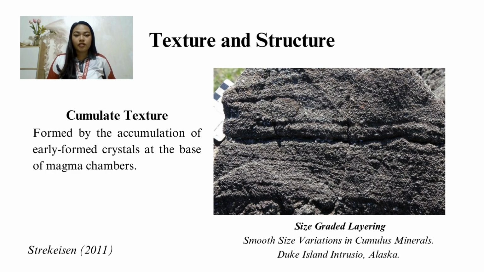Next is cumulus texture. It is formed by the accumulation of early formed crystals at the base of a magma chamber, a process known as crystal settling. This occurs because different minerals crystallize at varying temperatures, and as heavier minerals form first, they sink due to gravity, creating distinct layers. Over time, this results in size grading layering, as seen in the picture, the Duke Island intrusion in Alaska, where cumulus minerals exhibit a smooth variation in grain size.